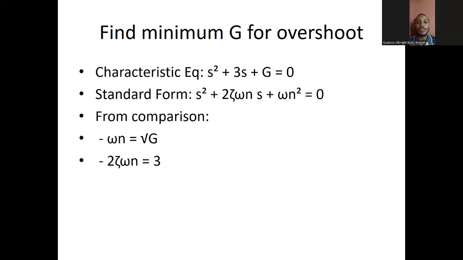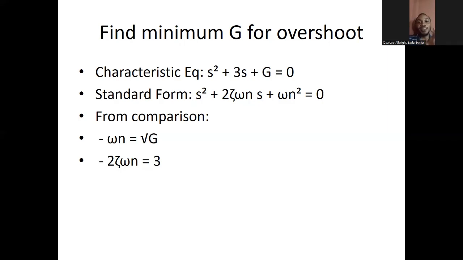Okay, so in calculating the minimum gain G for the overshoot, we compare our system, which is a second order system, to the general relation of the second order system. Comparing our characteristic equation, s squared plus 3s plus G equals 0, to the standard form, s squared plus 2 zeta omega n s plus omega n squared equals 0, we can tell that omega n, the natural frequency, is related to the square root of G.